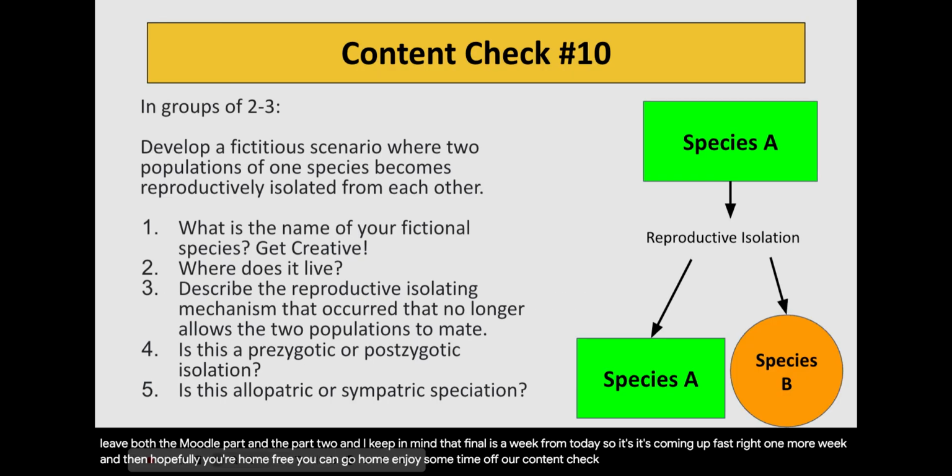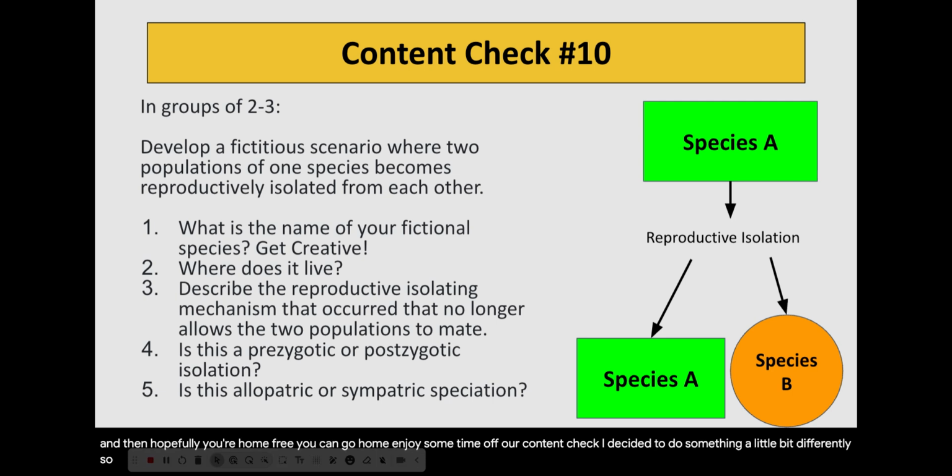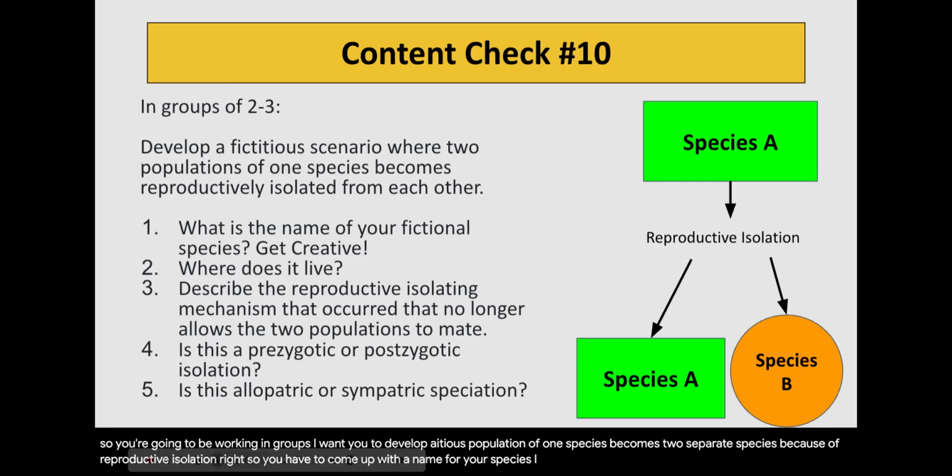Our content check, I decided to do something a little bit differently. So you're going to be working in groups of 2 to 3, and you're going to be using your imagination. I want you to get creative. I want you to develop a fictitious scenario where 2 populations of one species becomes 2 separate species because of reproductive isolation. Right? So you have to come up with a name for your species. Right? I want you to describe where does it live, what reproductive isolation has occurred. Is this pre or post-zygotic? And allopatric or sympatric speciation. And I'm going to encourage you to not use AI too much to help you out here.